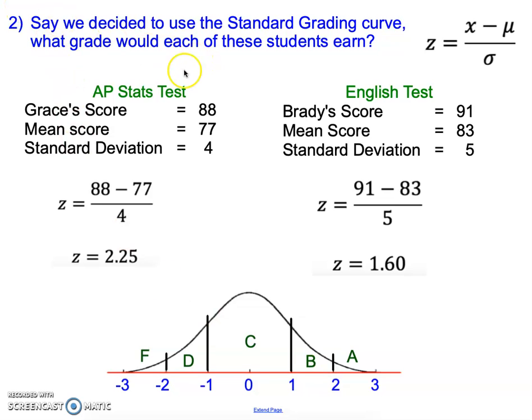So notice, standardized score tells me a lot more than the raw scores. If I had asked you at the beginning, who did better, Brady or Grace? Brady got a 91, Grace got an 88. You might have thought that Brady did better. Relative to their classes, gives you more information.